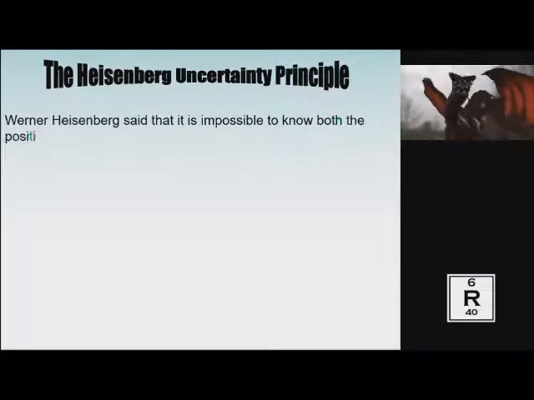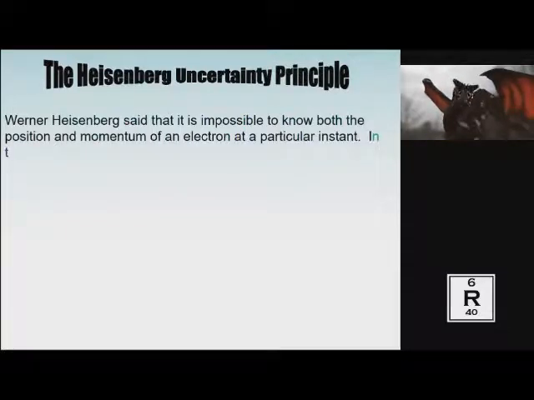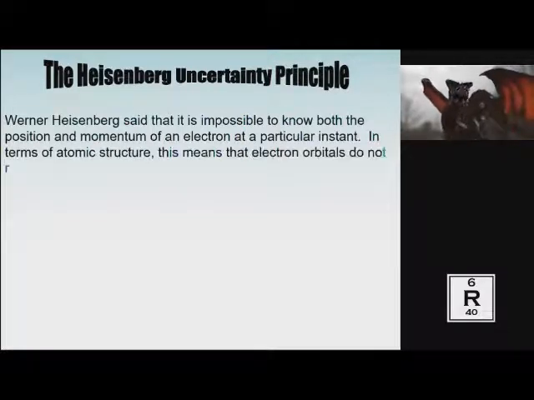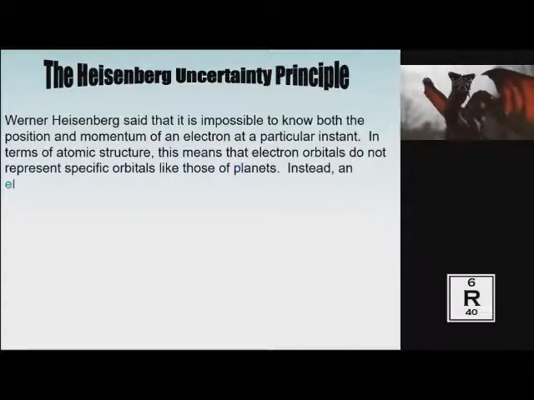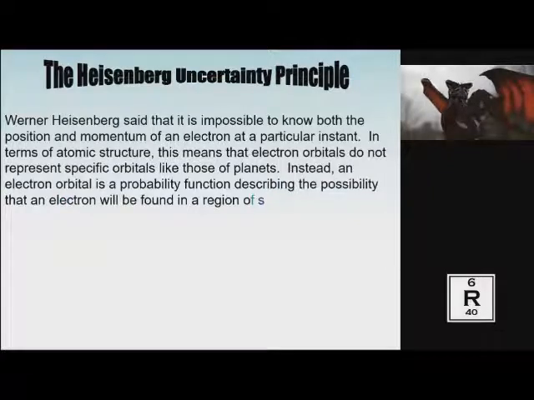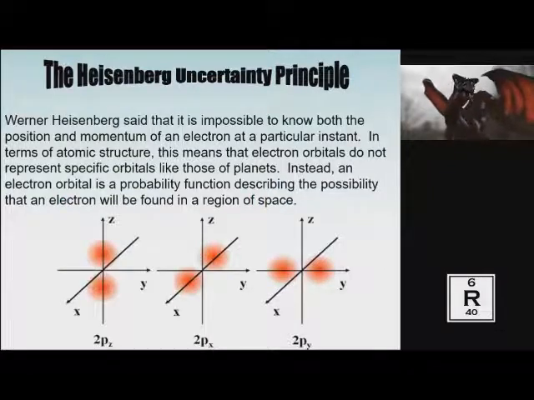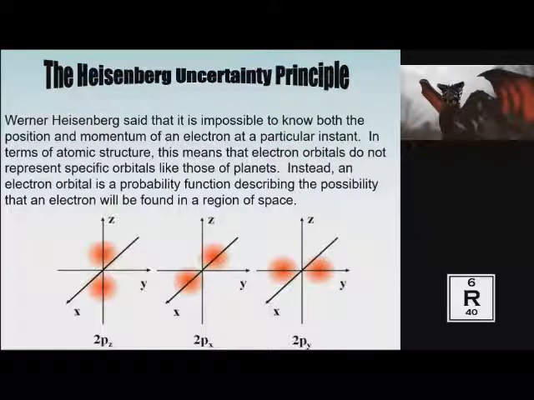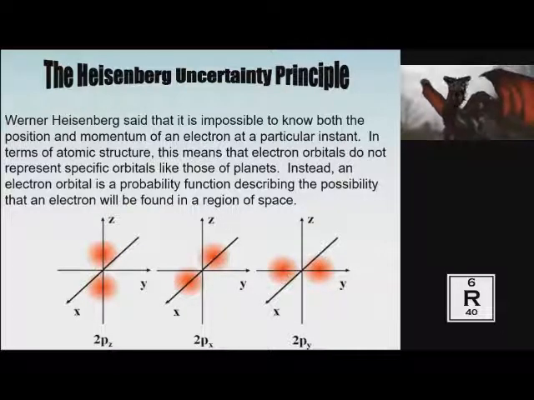But the reality is that we can't really figure out exactly where an electron is at any given point in time. So Werner Heisenberg said that it is impossible to know both the position and momentum of an electron at a particular instant. In terms of atomic structure, this means that electron orbitals do not represent specific orbits like those of planets. Instead, an electron orbital is the probability function describing the possibility that an electron will be found in a region of space.